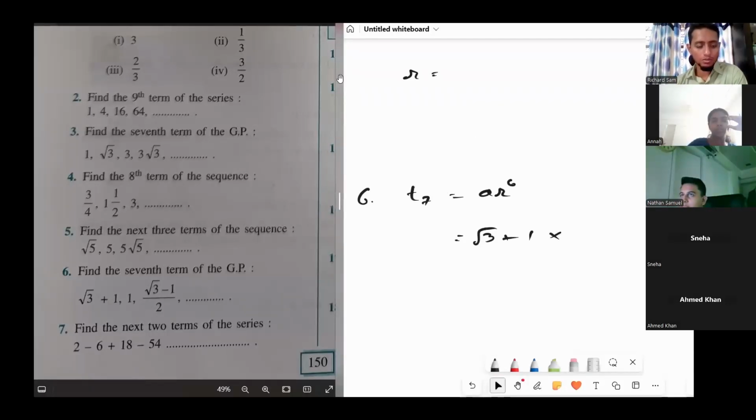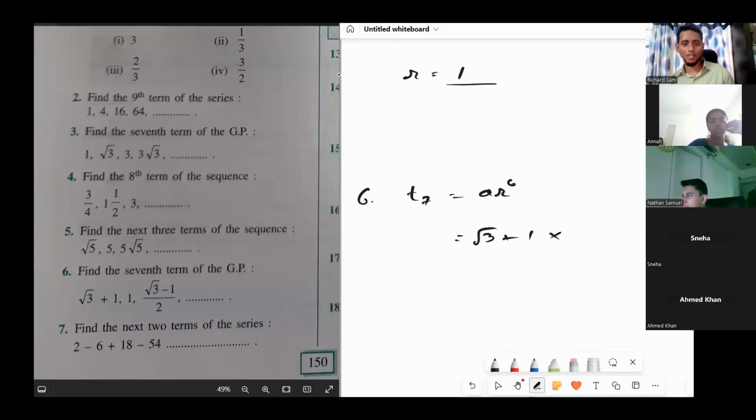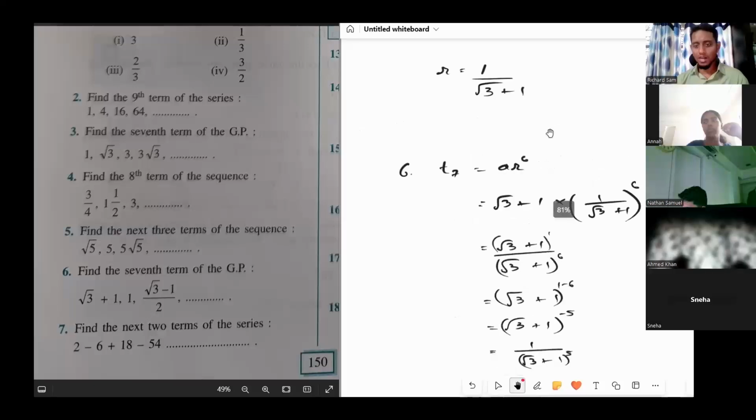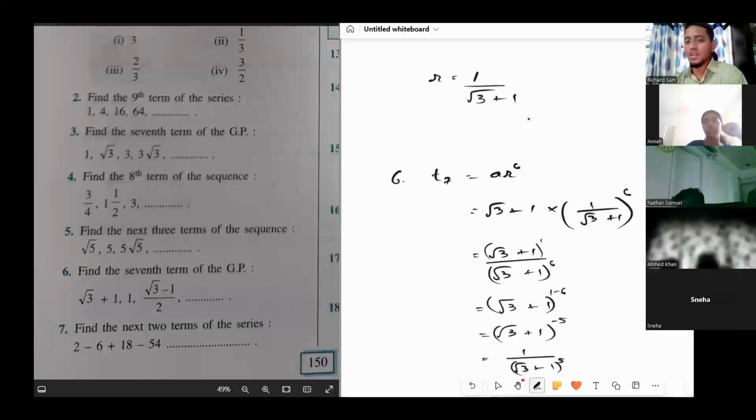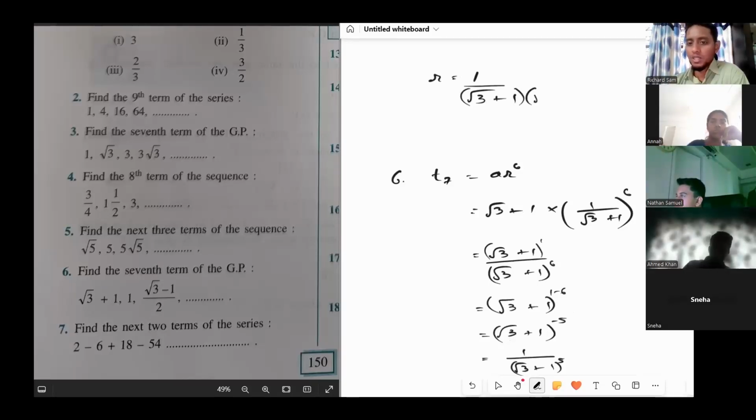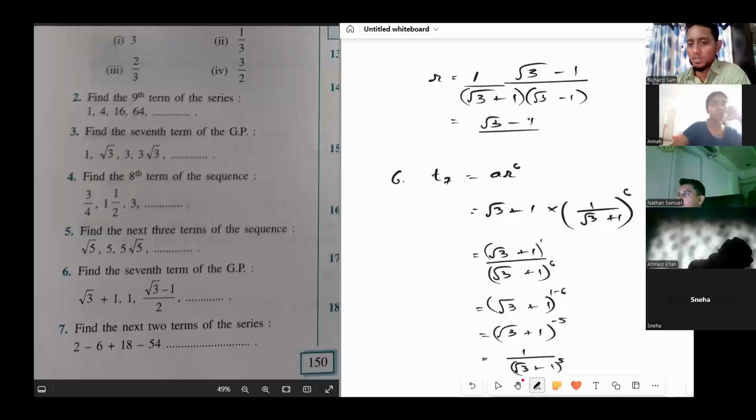So R is equal to 1 divided by root 3 plus 1. That is the R. So for R itself, you rationalize the denominator. That means you multiply this with root 3 minus 1, numerator also root 3 minus 1. So that will be root 3 minus 1 upon, this is in the form of a plus b into a minus b, so that will be a square minus b square. That is 3 minus 1, which is root 3 minus 1 upon 2.